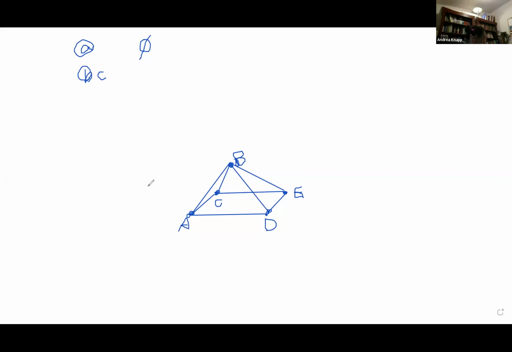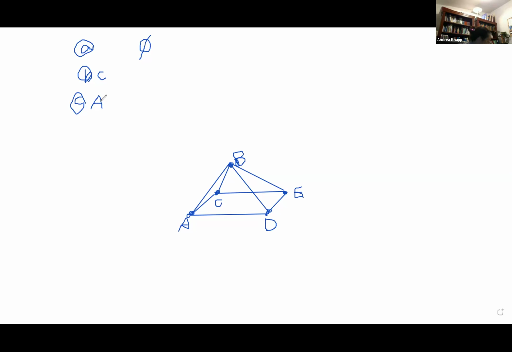Okay, so next, the intersection of line AD and line CA. So here's line AD, here's line CA. Where are they intersecting? At point A. So part C, the answer is point A. And we name points in geometry with a capital letter.